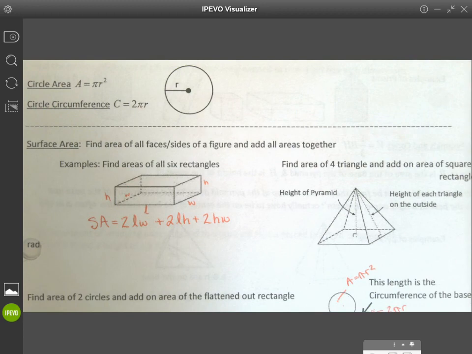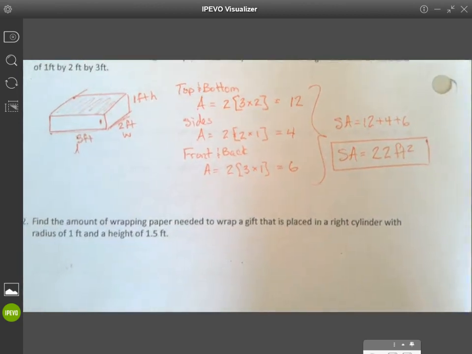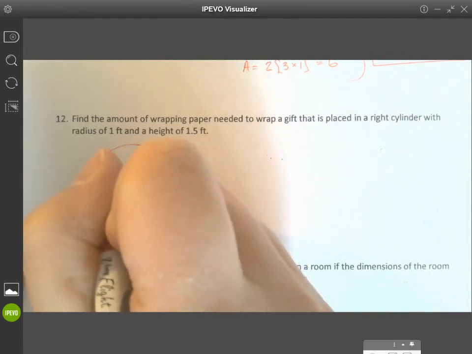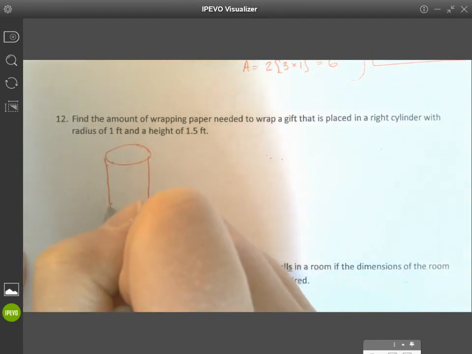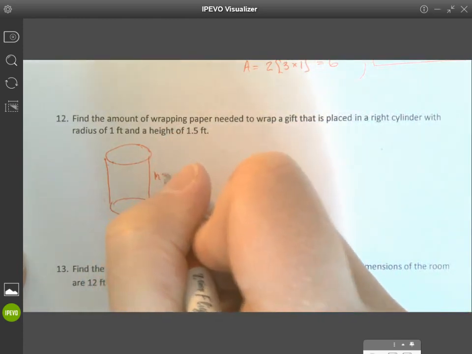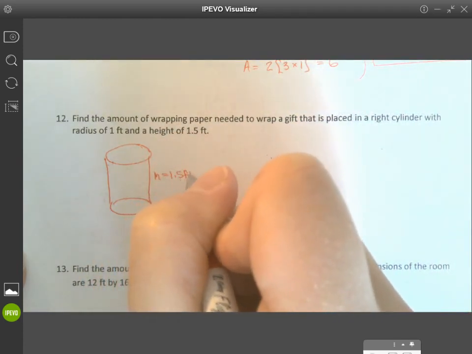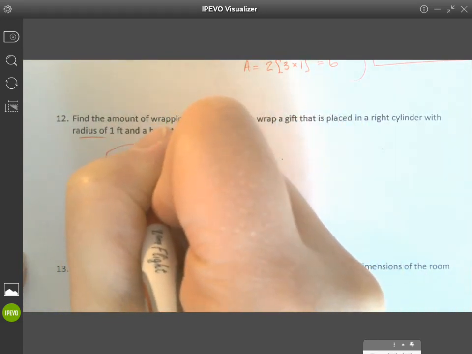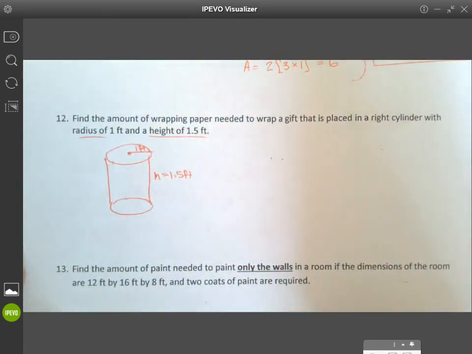It's again about a right cylinder. And I'll bring this formula sheet back up if you need it. So I'm going to draw my cylinder. Probably not the best, but I try. It doesn't have to be 100% to scale. But if I label it, the height is 1.5 feet and the radius is 1. Okay, now if they gave me the diameter, I'd have to figure that out.